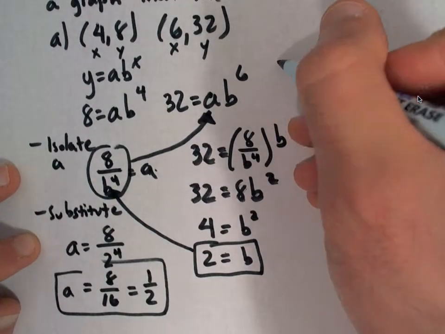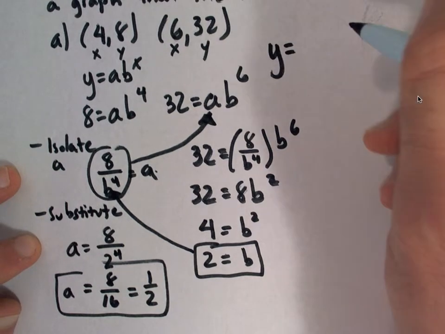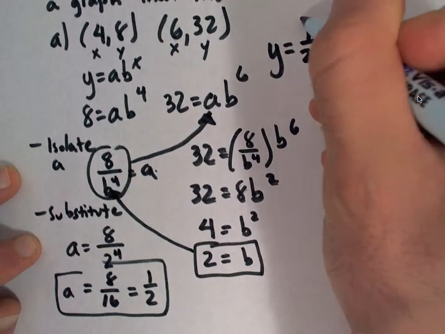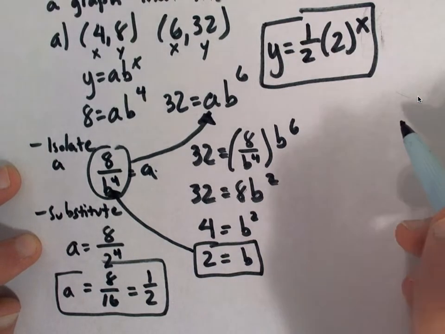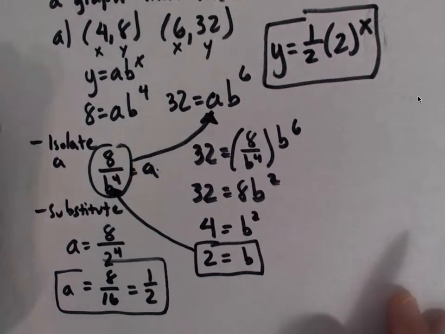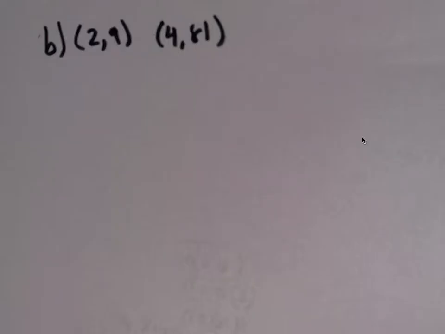So our equation is going to be y equals a times b to the x, with a equals 1 half and b equals 2, and we have answered the question. We've written it. All right, let's try another one.